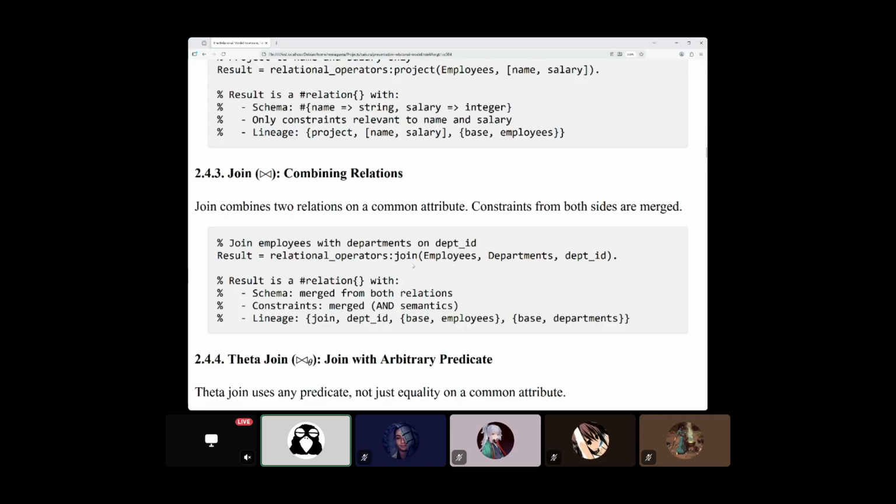And then the natural join, which is the plain join, basically relies on the department ID. That's the bow tie symbol here. That just relies on the department ID. Now, notice that the schema in this case is merged from both. The constraints are then also merged with an AND, right? So we basically just loop over them with an AND. And the lineage is essentially just both of them.